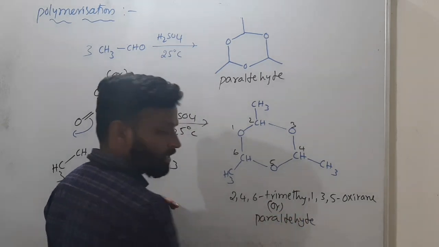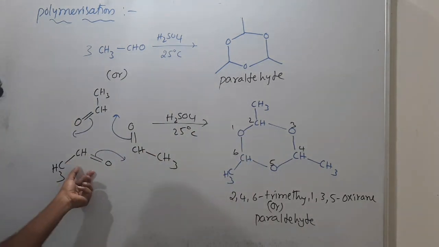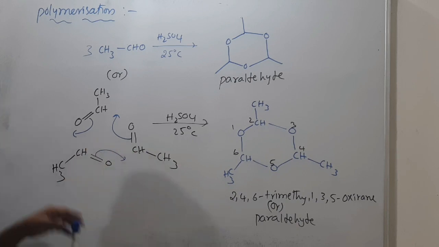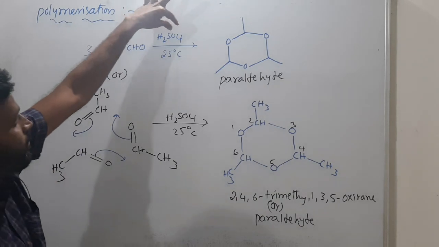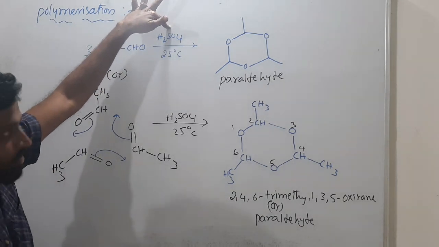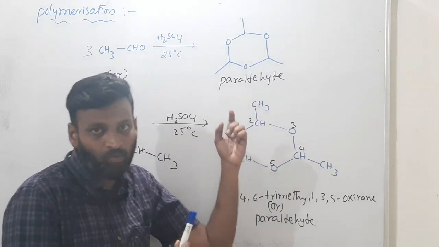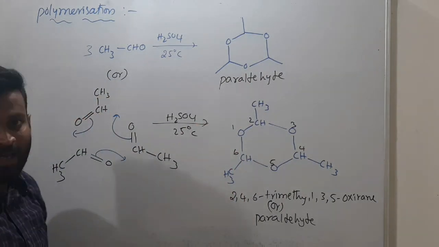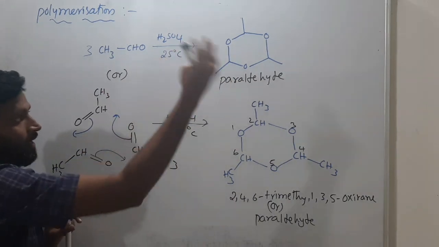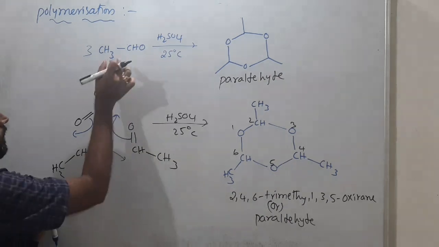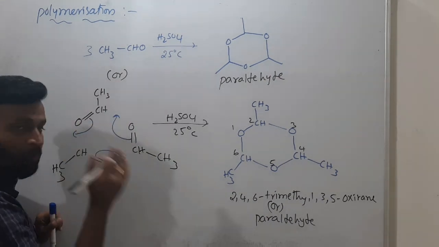Very important. What is this? Paraldehyde. I was taking 3 moles of acetaldehyde, but this is the general reaction: 3 moles of acetaldehyde with an acid like H2SO4 or HBr gives paraldehyde. Para here means 3, not ortho, meta, para. 3 moles of acetaldehyde can react. Why am I saying 3 moles?